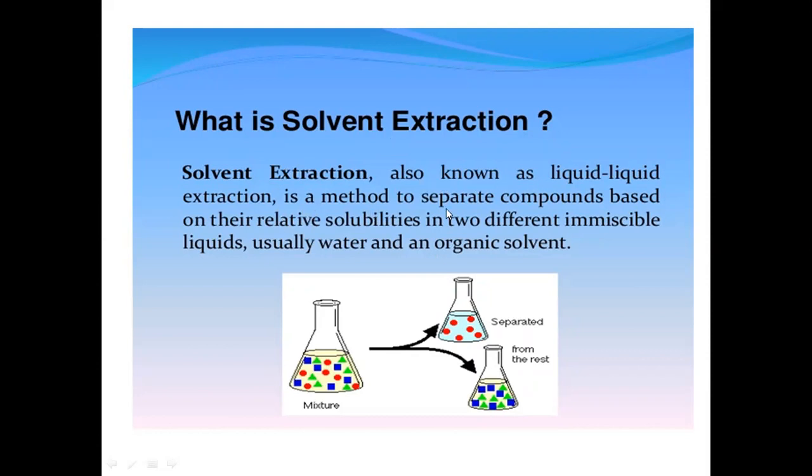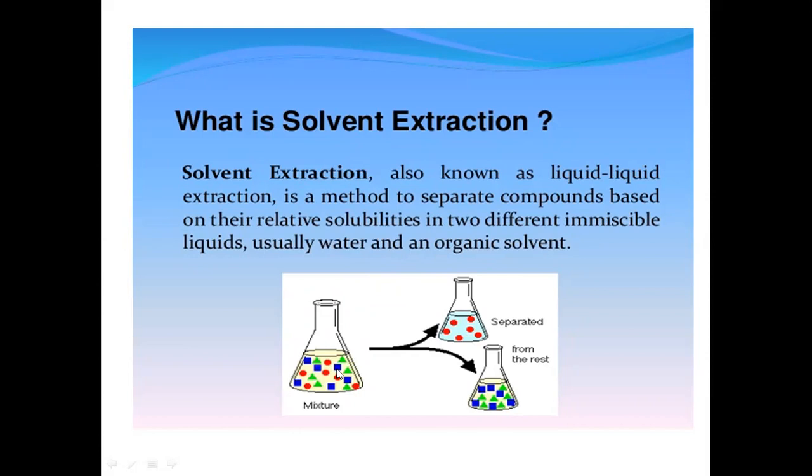The separating funnel can be used in the process of solvent extraction, which is basically also known as a liquid-liquid extraction. And this method is used to separate compounds based on their solubilities in two different immiscible liquids. So usually you would have a solvent like water, and then you would have another solvent, an organic solvent, which is non-polar, and the water is polar.